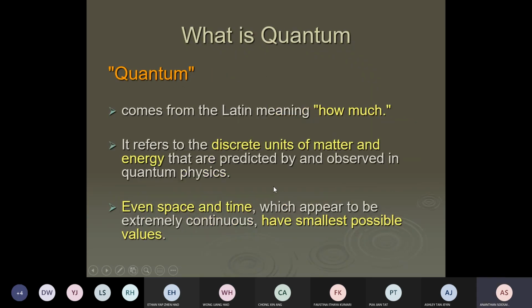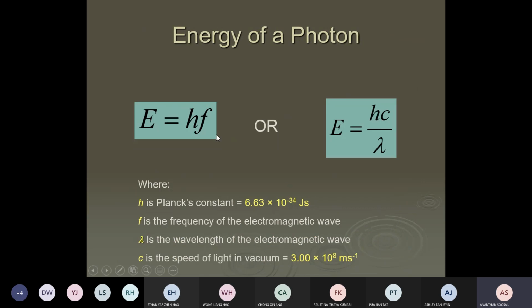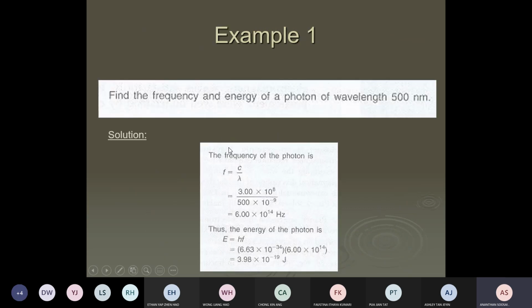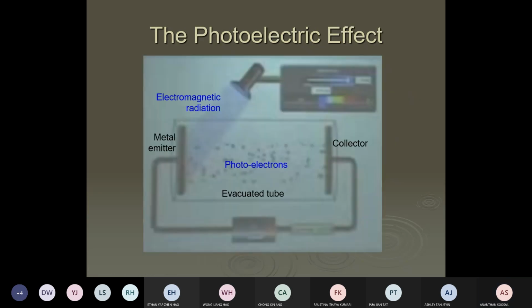So, just skip a few slides. A photon is a packet of energy of EM radiation. We've done this, so we skip it. You have to know what is meant by photoelectric emission: the release of electrons from the surface of a metal when EM radiation is incident on its surface. This is a controversial experiment which opposes the idea that light is a wave. Why does it oppose it?